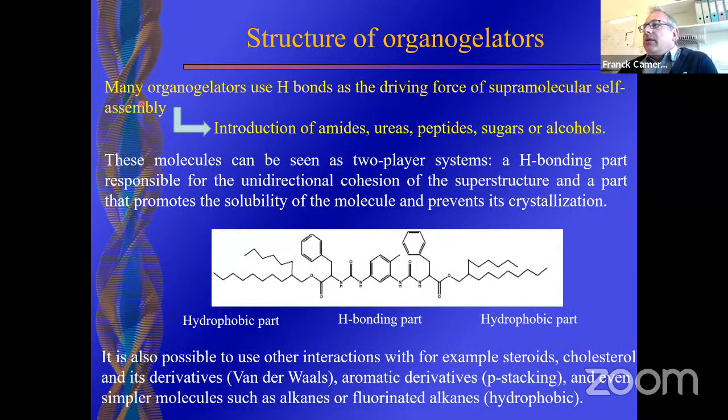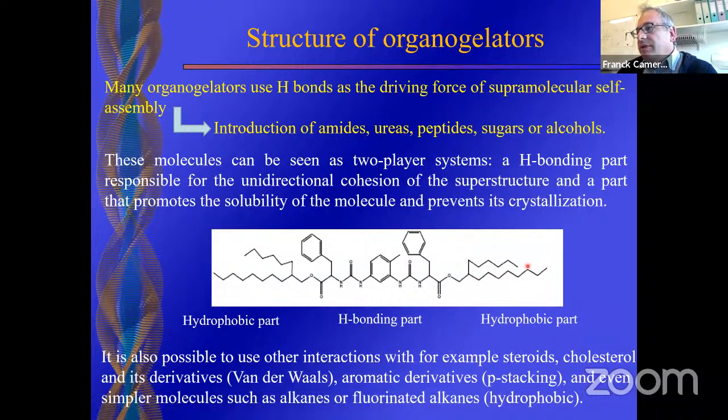So how to design small molecular weight gelators? Basically, you can say that you have two-part molecules. The first part will be the structuring part, and the other part will be the solubilizing part. So we speak about a two-player system. The first player is responsible for unidirectional cohesion of the molecules, and the second part is responsible for the solubility and prevents crystallization.